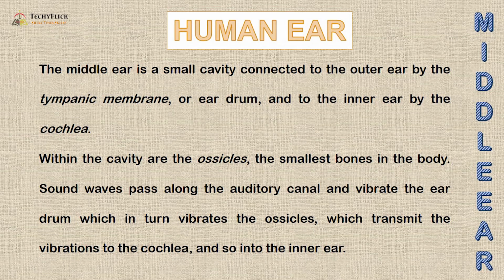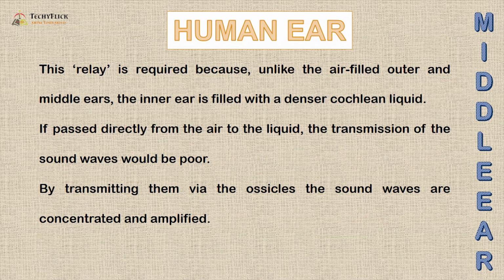Sound waves pass along the auditory canal and vibrate the eardrum, which in turn vibrates the ossicles, which transmit the vibrations to the cochlea and so into the inner ear. This relay is required because, unlike the air-filled outer and middle ears, the inner ear is filled with a denser cochlear liquid. If passed directly from the air to the liquid, the transmission of the sound waves would be poor. By transmitting them via the ossicles, the sound waves are concentrated and amplified.